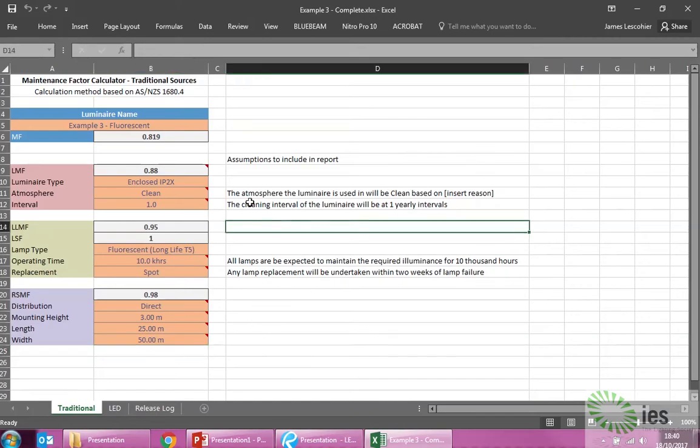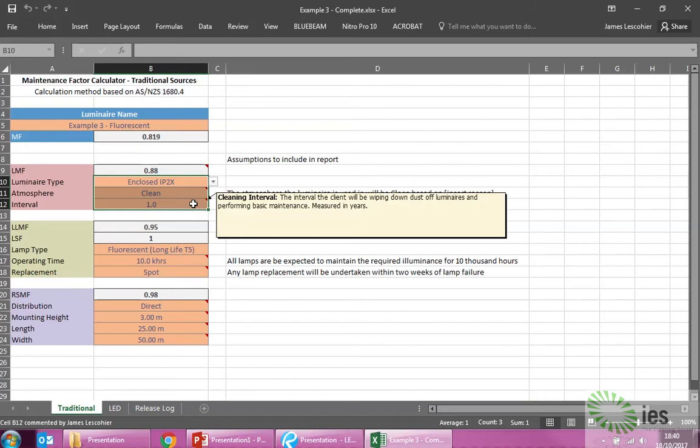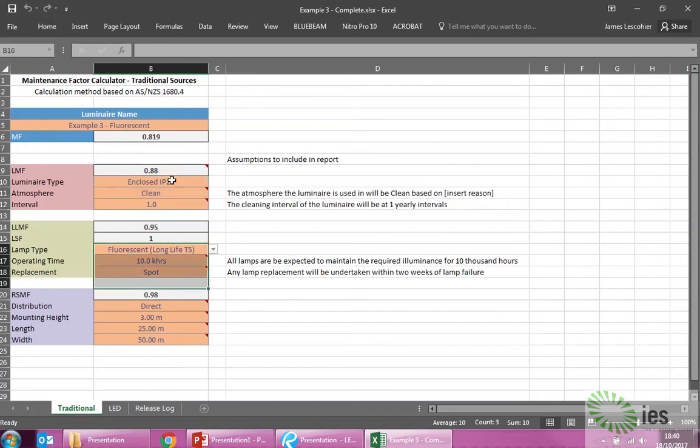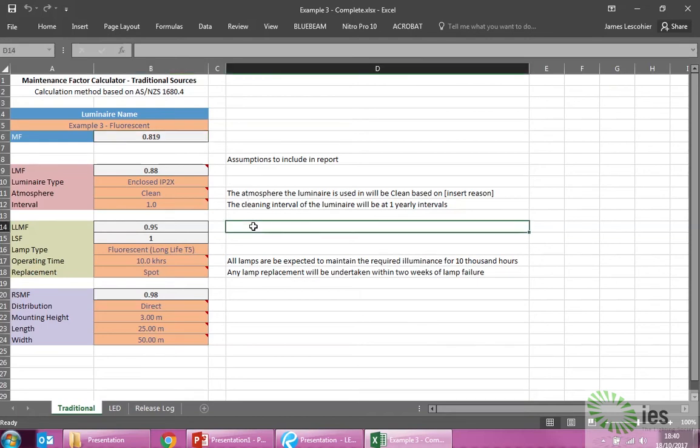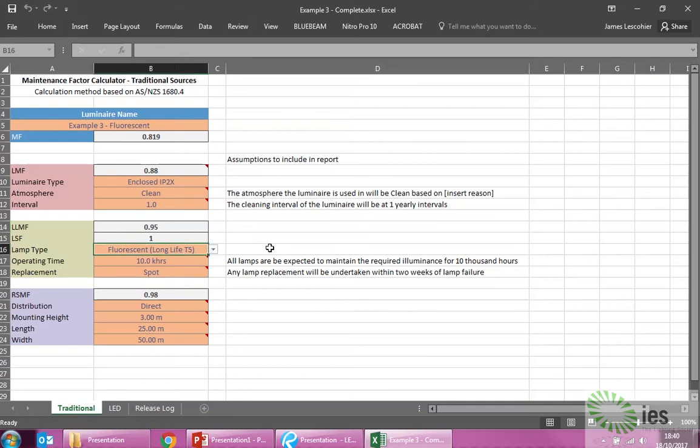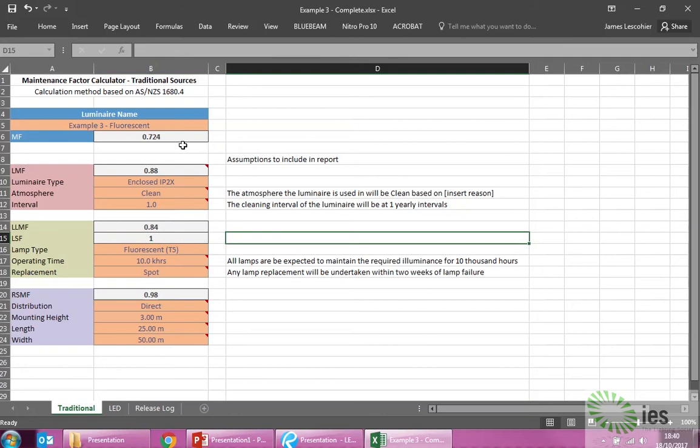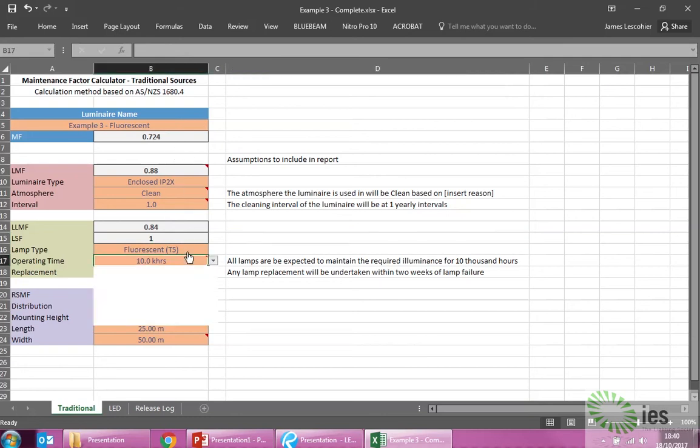So here's our traditional source. Nothing special there, but we worked it out as a 0.82 fluorescent source. It's not bad. It's pretty good. Very good, even. It probably helps the most that we've got a long life in there rather than just a standard T5, but the cost difference between a long life and a regular T5 now doesn't really make too much difference. If you're curious, I'll just swap that over. Hasn't really changed much, 0.72.